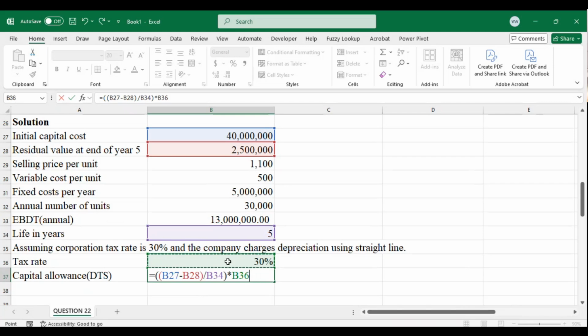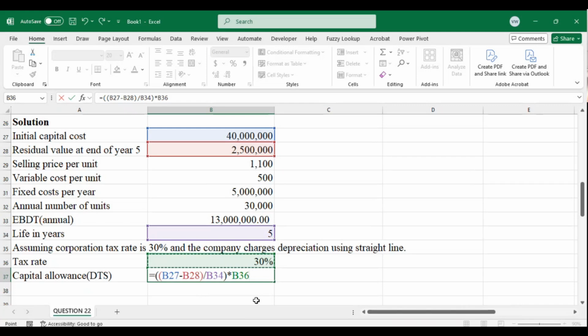In case you're finding it too messy, just compute the depreciation per annum in a separate cell, which is a very safe method I'd recommend, especially if you are not sure how the result will be. So you can still get the depreciation per annum separately, then multiply by the tax rate. There is still no problem.